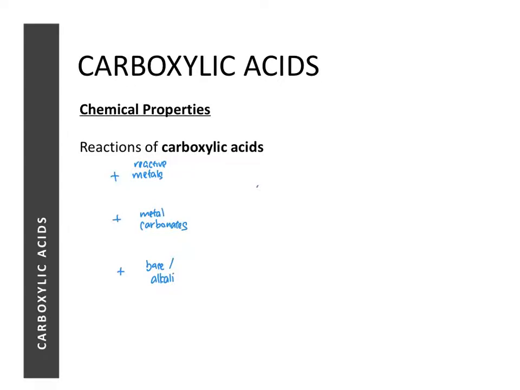Alright, so next thing that we need to recall is what happens when an acid reacts with reactive metals. We get a salt plus hydrogen gas. When it reacts with a metal carbonate, we get a salt, carbon dioxide, and water. And then when it reacts with a base or alkali, we get a salt and water. Alright, in the next slide, we're going to look at how to write the chemical equations for each of them, which is slightly trickier than the usual acids that we deal with.